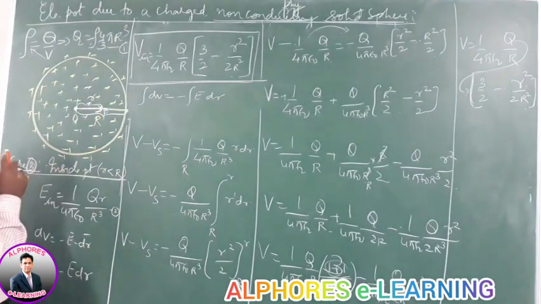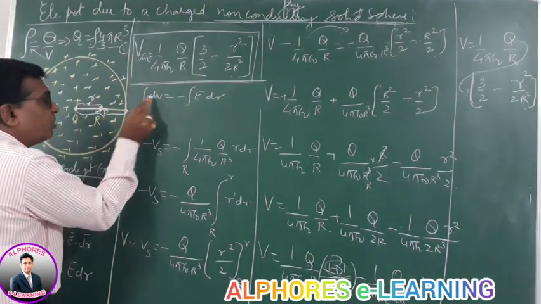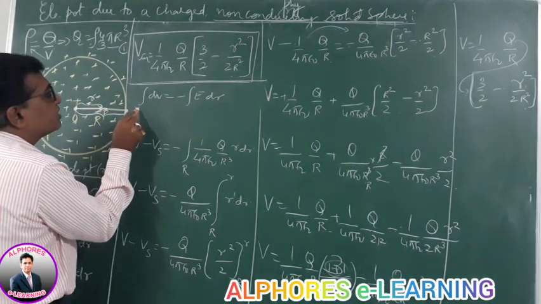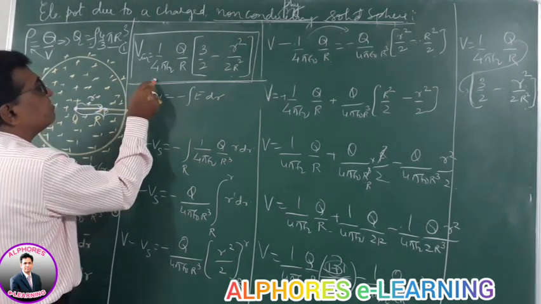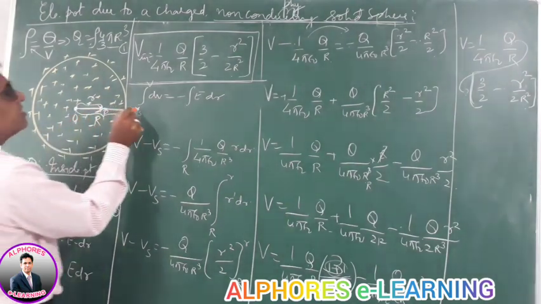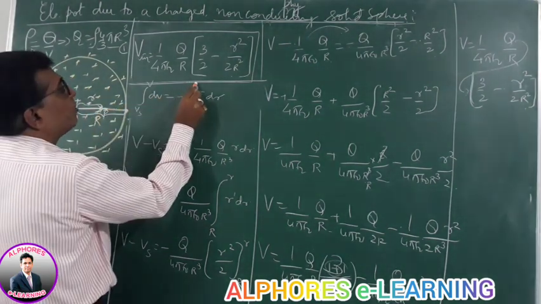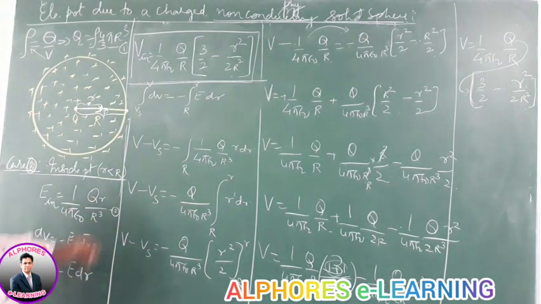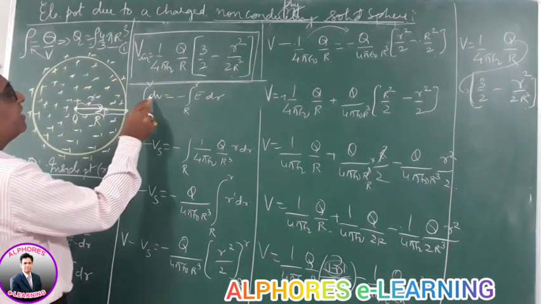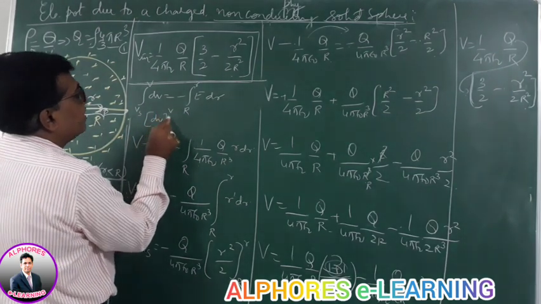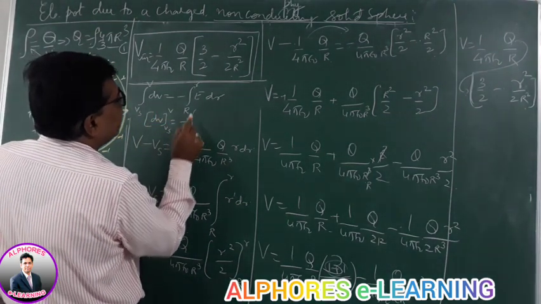Well, let me explain the limits. First, I am taking the potential difference between surface point and the point inside. On the surface, the potential is Vs, point inside is V. So, on the surface, the distance is capital R. Surface point is a distance capital R, and the point here is small r. So, this dV, integrating dV, I get dV, the limits Vs to V is minus integral E.